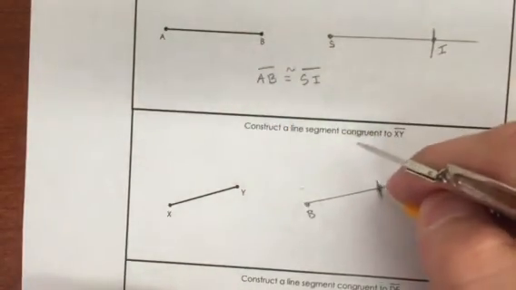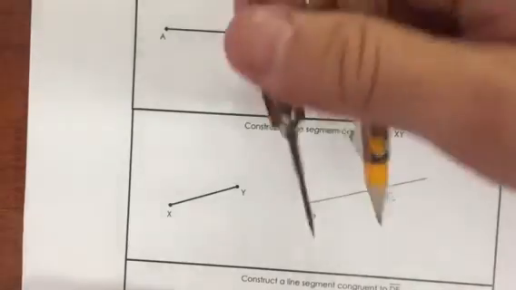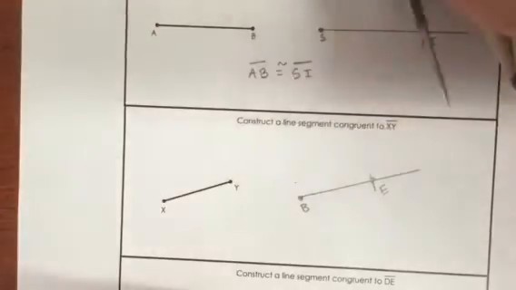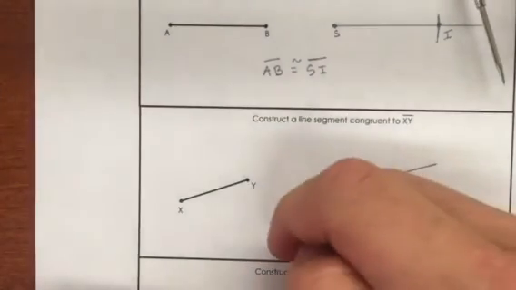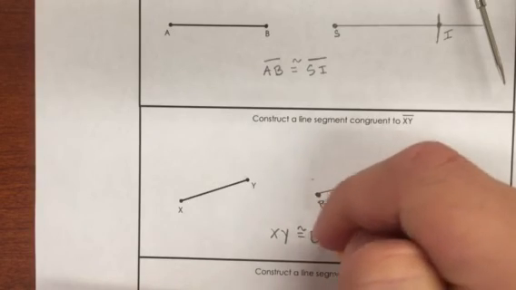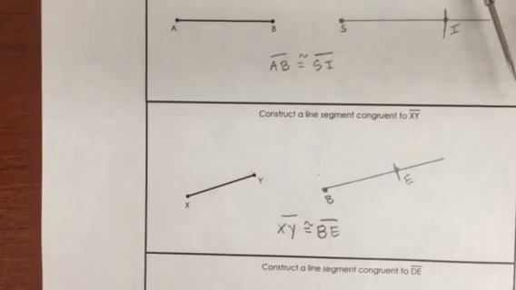So I put a point here, BE, and I know BE, if I measure this, is the same as XY. And let's just write that down. XY is congruent to BE. Okay? Now let's see if you could do the last two on your own.